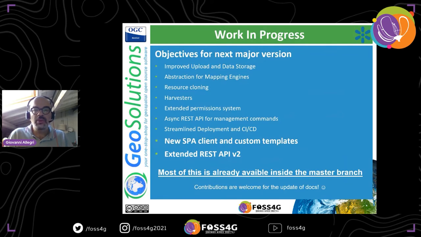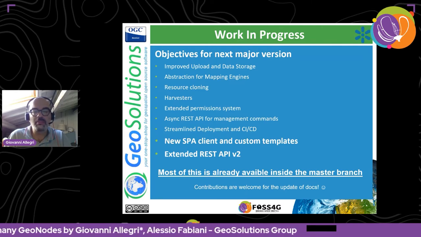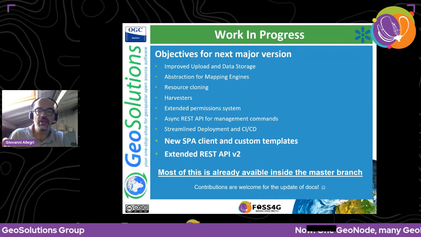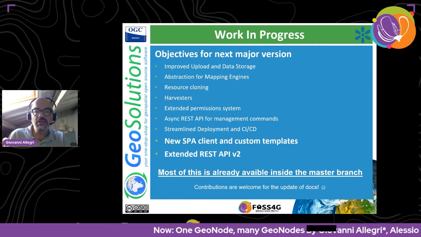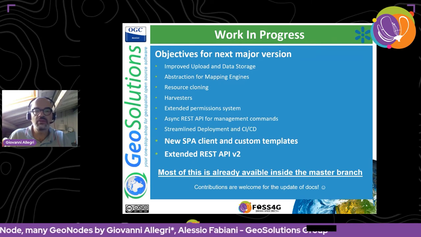So what are, from the point of view of customizing Geonode, the objectives for the next major versions? We want to improve the upload and data storage. And this is a work in progress. Resource cloning, meaning versioning of resources, is already done. We have abstracted mapping engine. So Geonode, GeoServer is an abstract element now. We have the harvester and extended permission systems and so on.